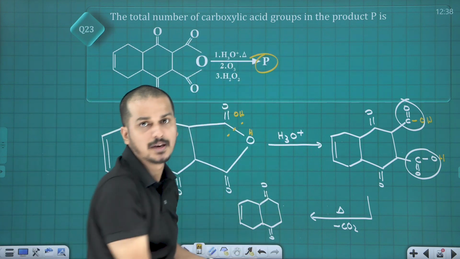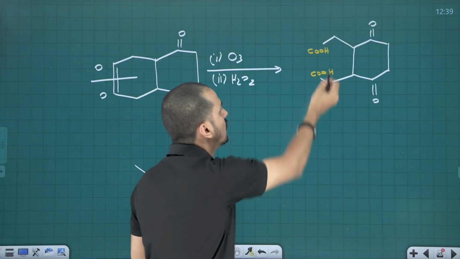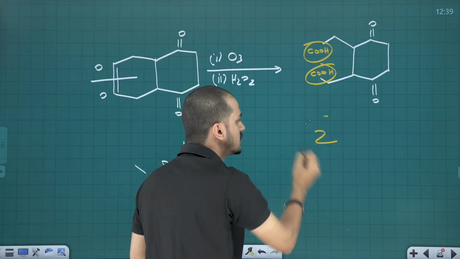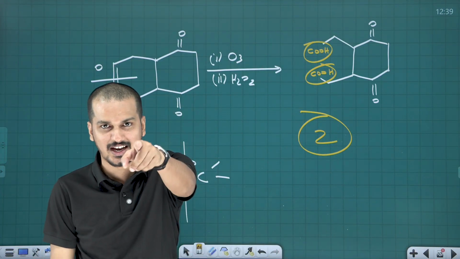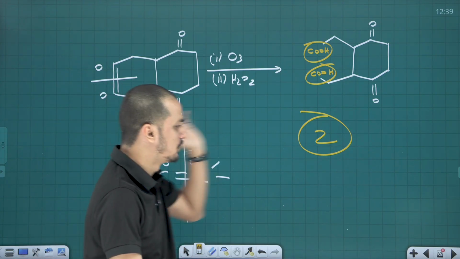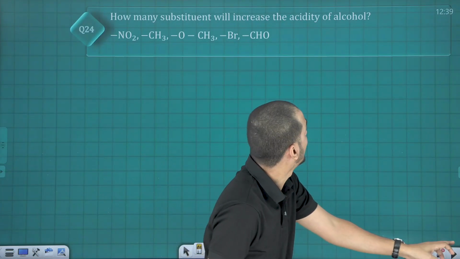In this P, how many COOH groups are there? 1, 2. Two COOH groups are there. Ready guys? Got it? Yes or no? Yeah, 2 are there. We can move to the next question.